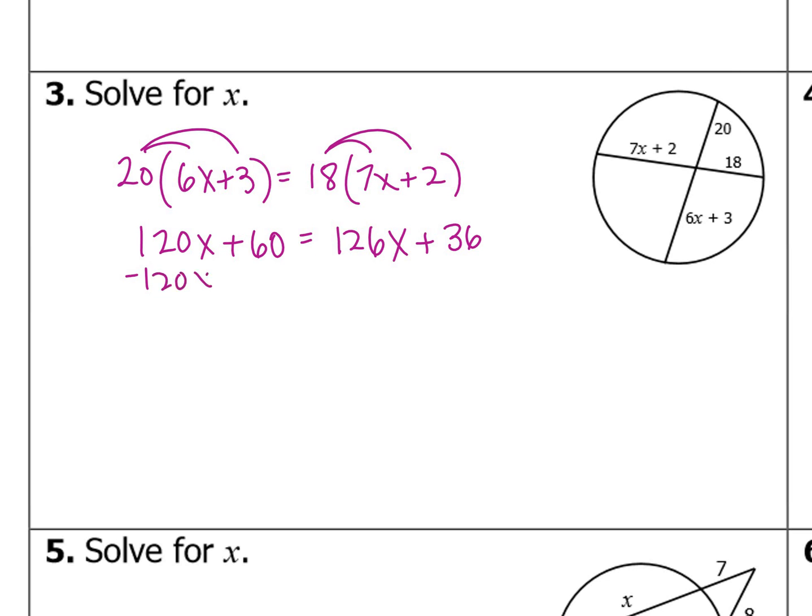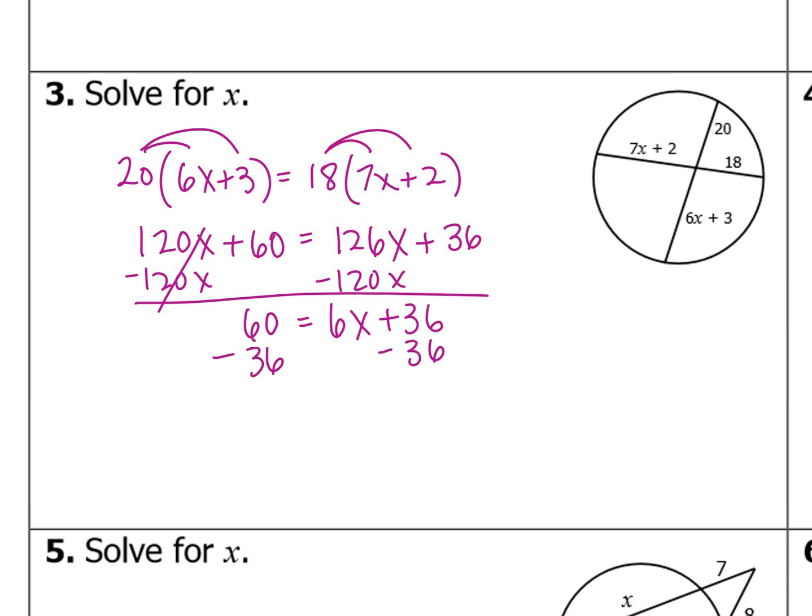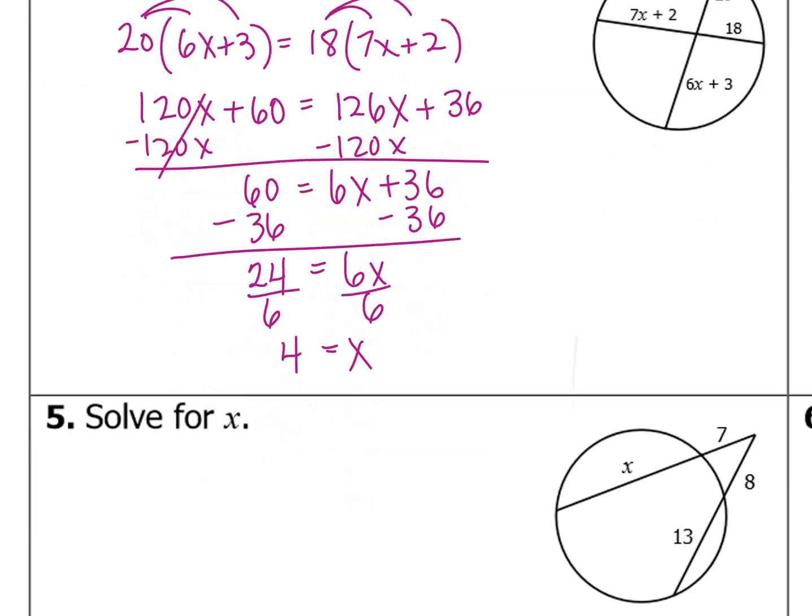I'm going to subtract 120x from both sides so that my x stays positive. Now I'm going to subtract 36 from both sides. So now I have 6x equals 60 minus 36. So minus 30 would be 30, another 6 would be 24. Divide by 6, x equals 4. Okay, so the setup, and then it's just algebra.